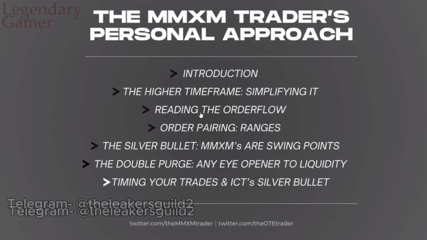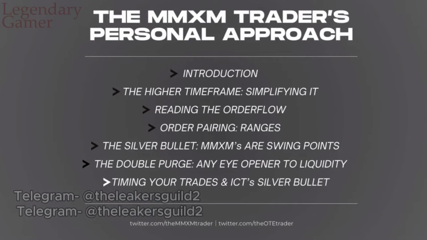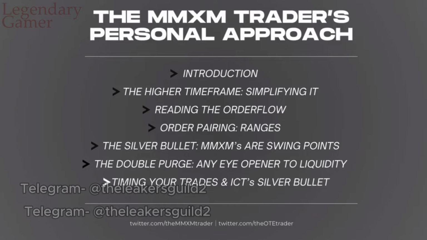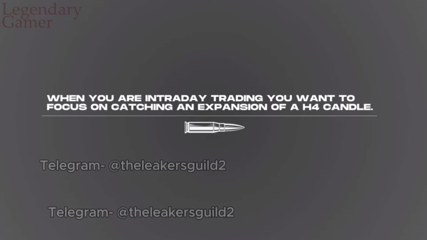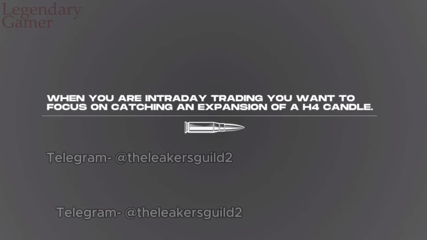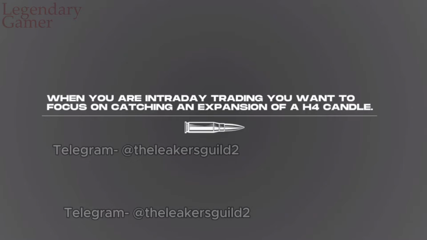Alright, so we're on the last topic already. Let's go to timing your trades and the ICT Silver Bullet. Now, when you are intraday trading, you want to focus on catching the expansion of the next 4-hour candle, and that is what we're going to be focusing on.